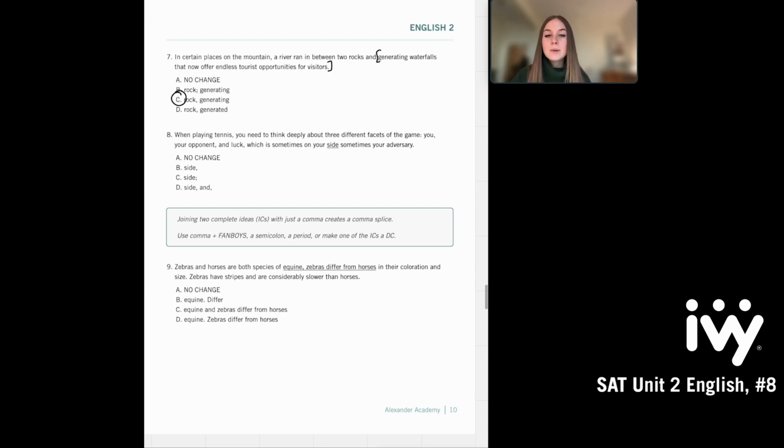Number 8, when playing tennis, you need to think deeply about 3 different facets of the game. You, your opponent, and luck, which is sometimes on your side, sometimes your adversary. Here we have a list of 2 qualities, which we would separate with a comma.